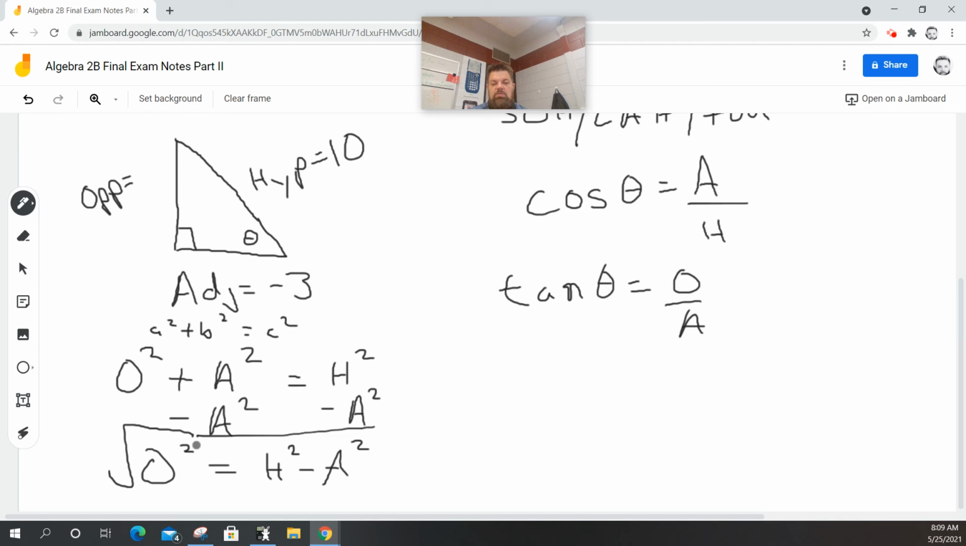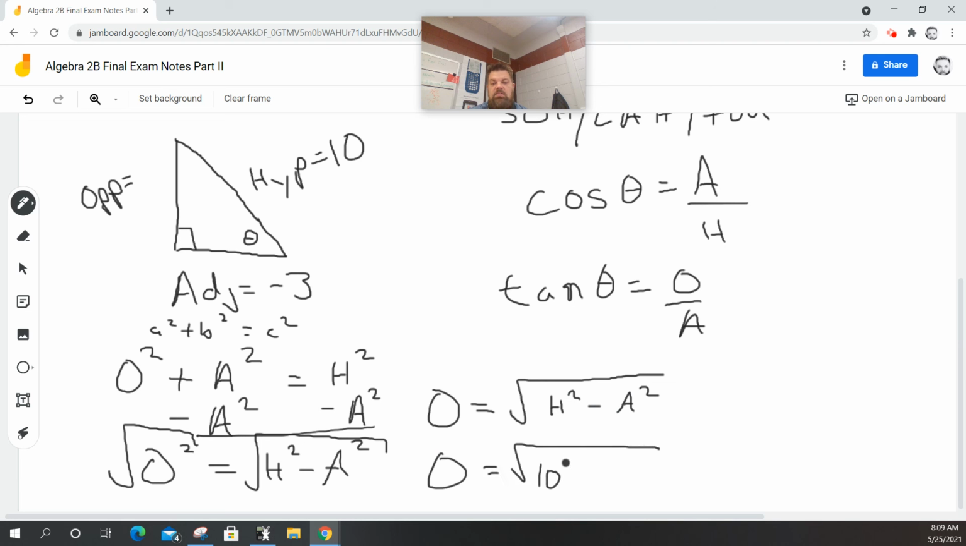And then if I take the square root of both sides, I can find the opposite by taking the square root of H squared minus A squared. So the opposite length then is the square root of 10 squared minus negative 3 squared. Well, that is 100 minus 9, positive 9, right? Because negative 3 squared is 9. So that's just 99, the square root of 99.